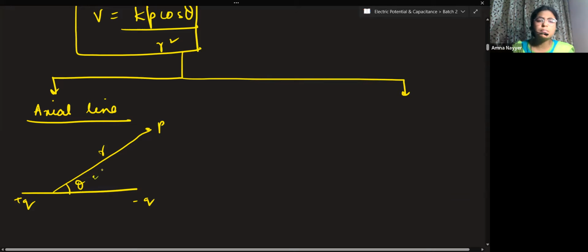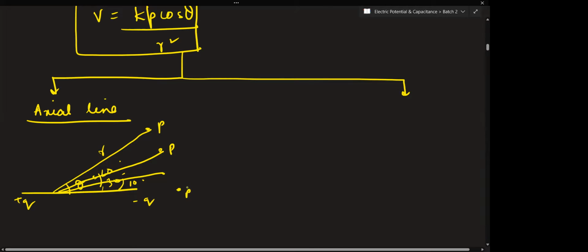If this is the dipole, I'll be inclining it back in this manner. Let's say this was some 60 degrees. Then I'll first put P over here. This angle will become lesser than 60, maybe 30 degrees. Then I'll bring P much closer, near to the axis, and this will become 10 degrees. What if I bring the point P onto the axis? What will be the angle now? 0 degree, correct. It will be 0 degrees.